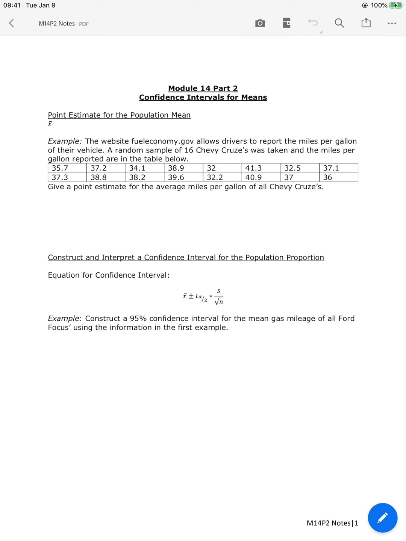Welcome to the Module 14 Part 2 notes. In this section, we will look at how to perform a confidence interval for a mean.